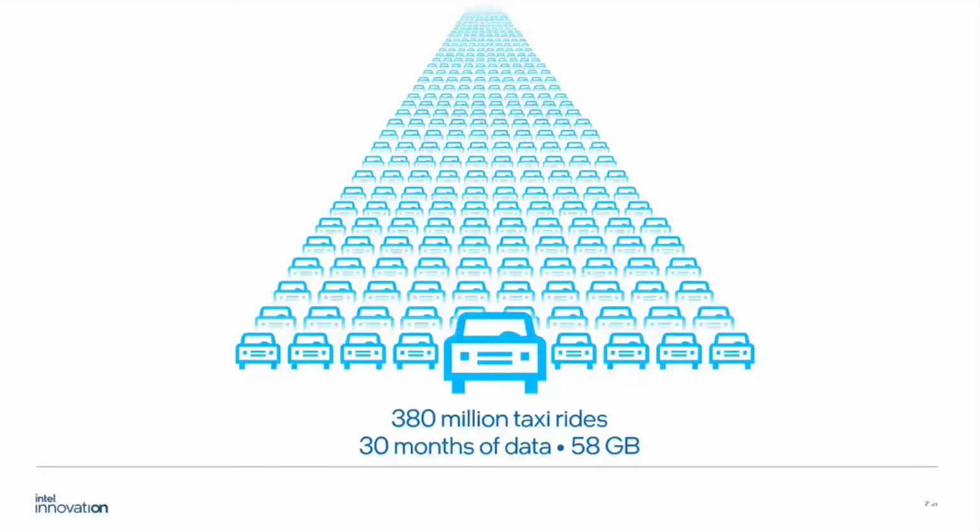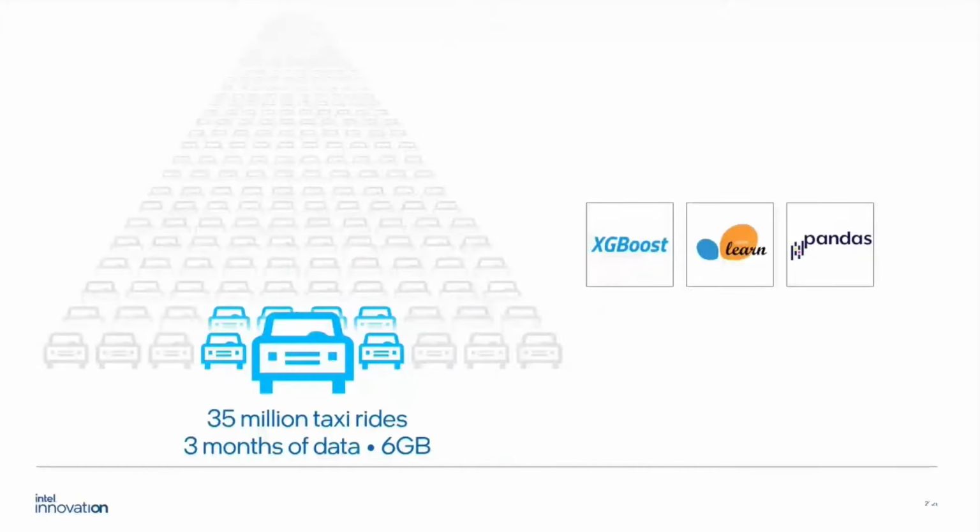For this example, let's take a look at all the taxi rides in New York City. The full dataset is 30 months, which is 58 gigabytes. Typically, you start with a small subset to get going quickly. So let's just start with 3 months for now. That's only 6 gigabytes. And we'll start with your typical Python data science tools: XGBoost, scikit-learn, and pandas.